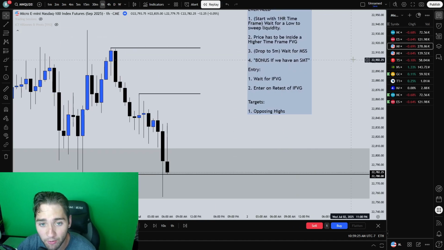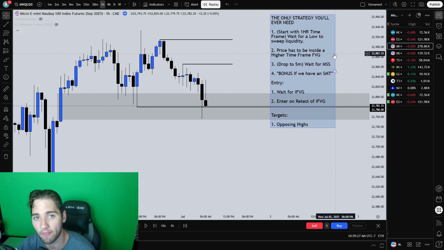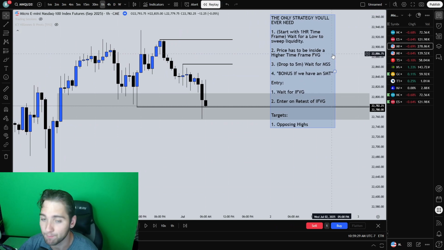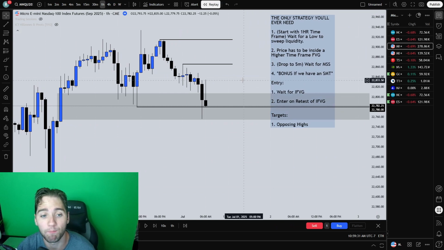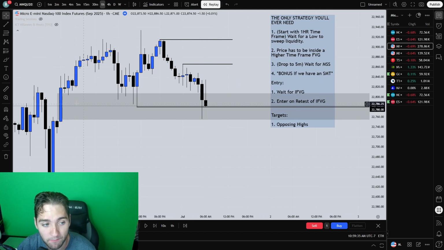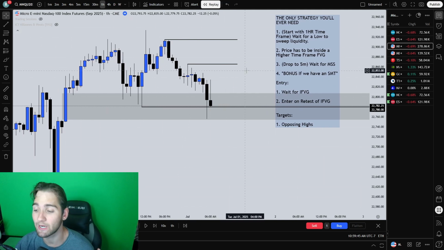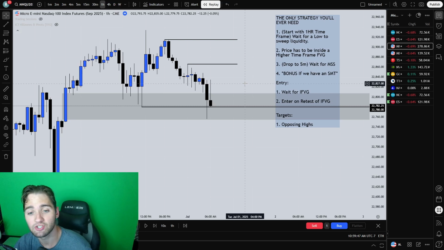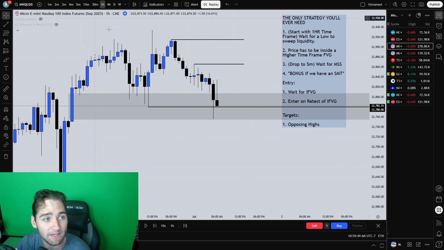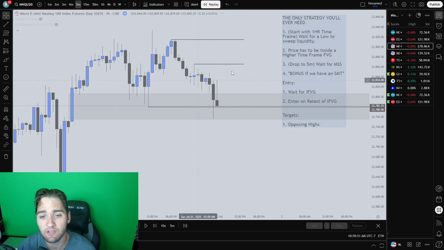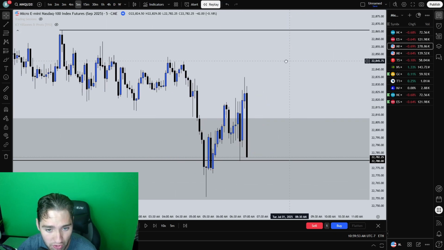Okay. Number three, now we're going to simply drop down to the 5-minute time frame. This is where we're going to look for a market structure shift, right? Off this fair value gap and this liquidity that just got swept, we want to have confirmation that price needs to reverse from this area. So let's go ahead and drop down to the 5-minute, and what we're simply going to look for is that market structure shift.